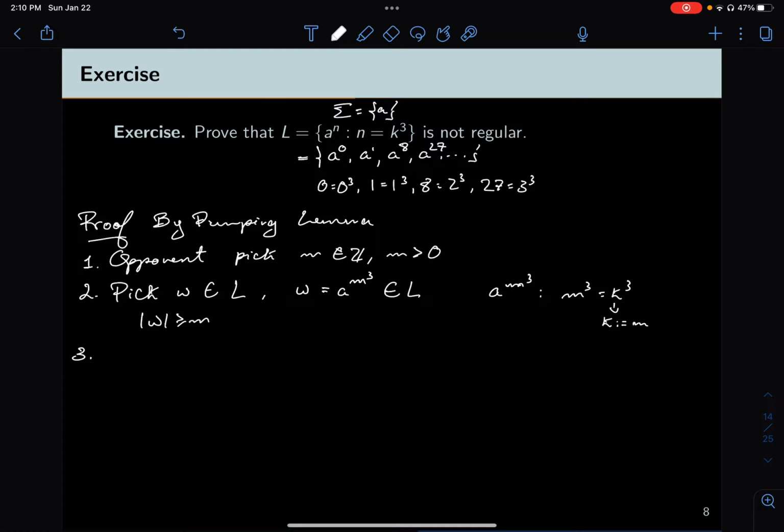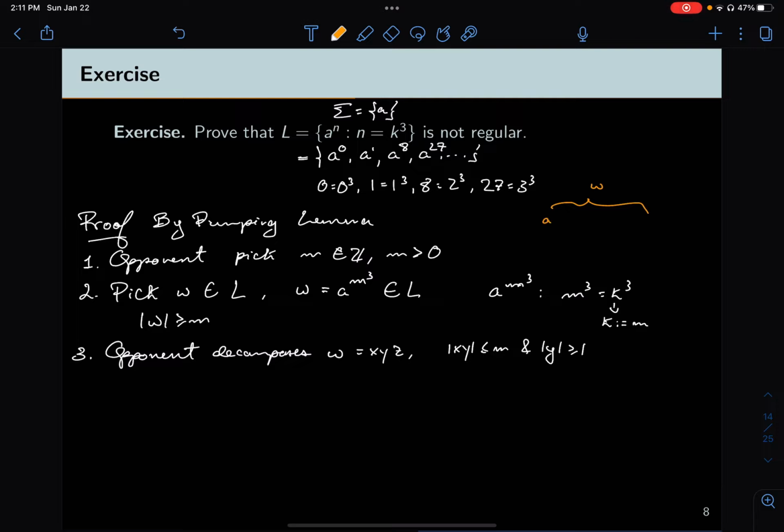Now, our opponent decomposes the string w into xyz, where the length of xy is at most m and y is at least 1. Here it's even easier. There's not even a debate as to what y could be, because w is just a sequence of A's. So it's a bunch of A's.